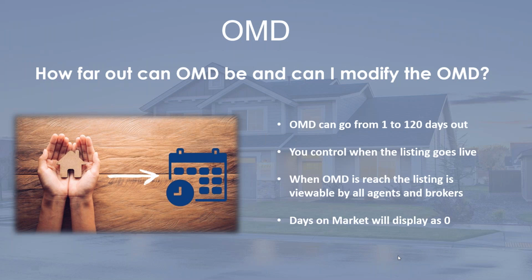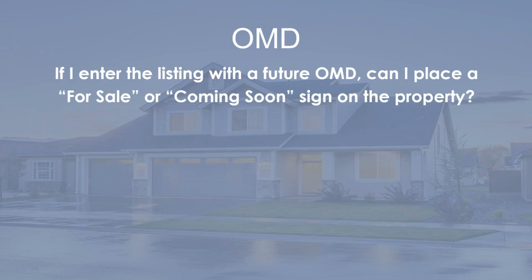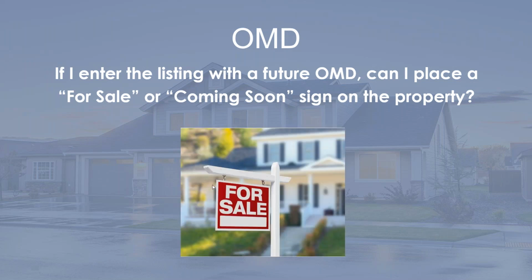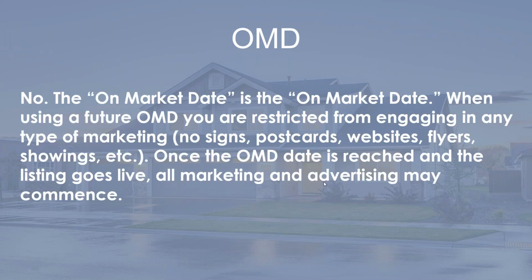Melissa, did you have any questions on it? Well, you know what? What if I enter the listing with a future on market date? Can I place a for sale sign or a coming soon sign on the property? You know, honestly, during training, Dave, I get this question all the time. Yeah. Well, I would go back to what constitutes marketing, and for sale and coming soon do constitute marketing, and that would not be allowed with a future on market date. That would trigger a citation to go to that individual if they did that. So there you go. No, the on market date is the on market date.